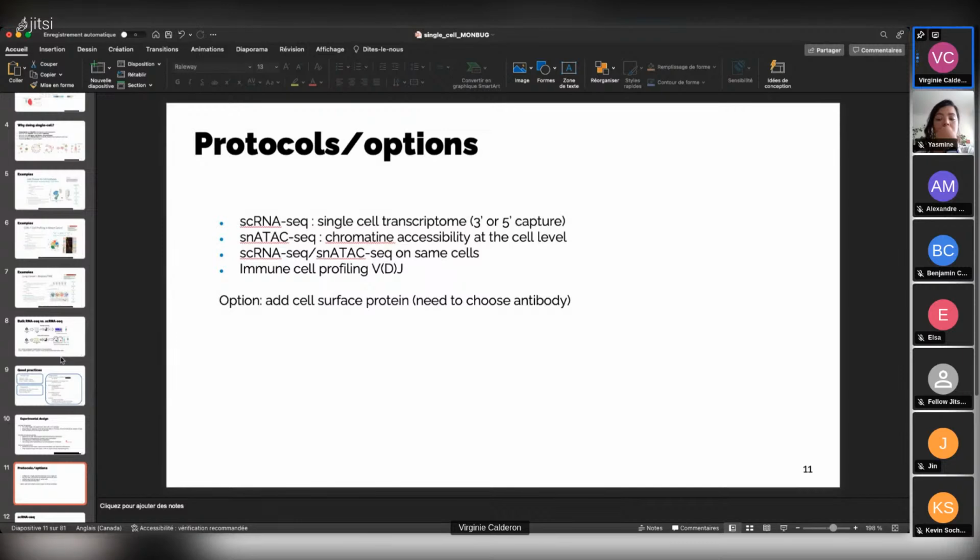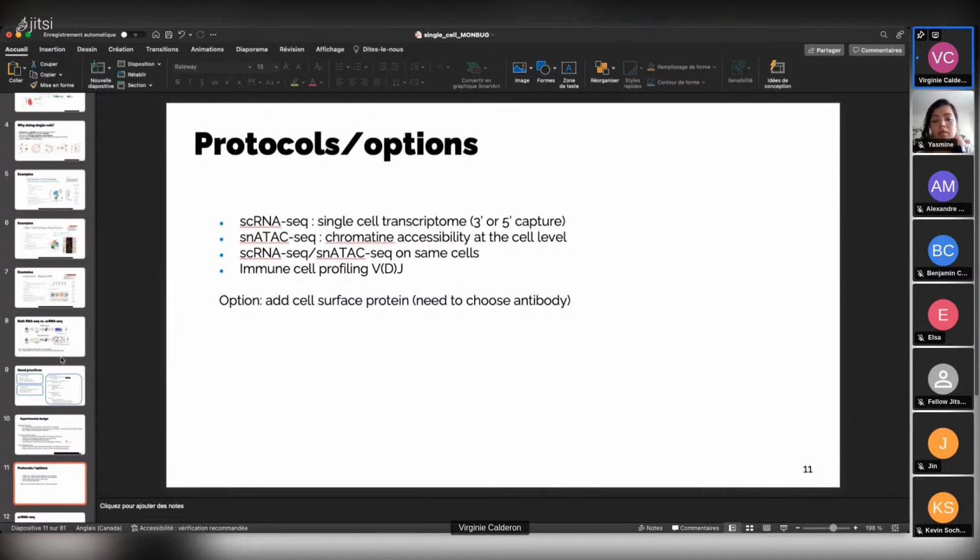So everybody is doing single cell transcriptome, but there are other protocols and other options available now. There are also the single nuclei ATAC-seq experiments, to capture the chromatin accessibility at the cell level. So it's another way to look at the regulation of genes that may be complemented by single cell RNA-seq.